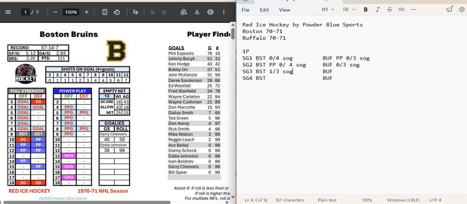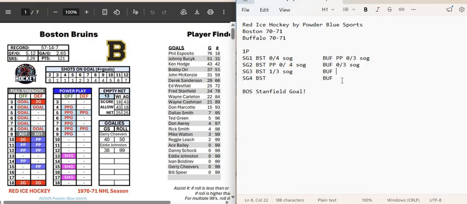SOG. And I'm going to put down here Boston. Stanfield. Right there. He is going to score a goal. Goal. There we go. I'm not going to mess around with assists right now. Wow. So it's 1-0 Boston.